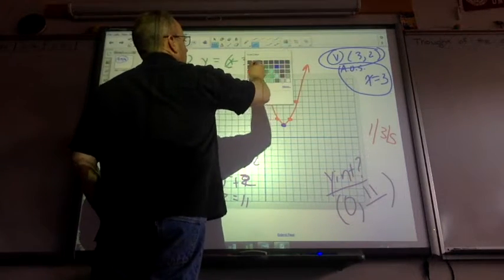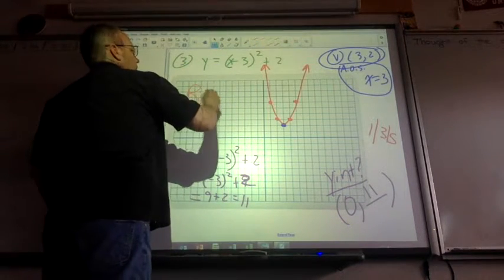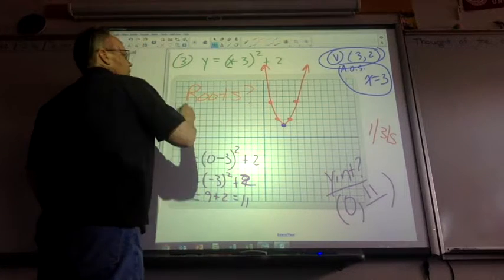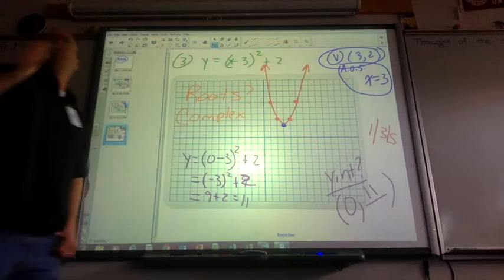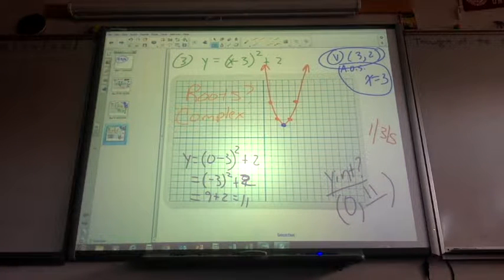Roots. They're complex. Hey, why am I not putting question mark, comma 0, question mark, comma 0? There are no roots that cross the x-axis. If you do the question mark, comma 0, that just means you can't tell exactly where it crosses the x-axis. This graph does not cross the x-axis, so the roots happen to be complex. Okay, part of the complex number system.